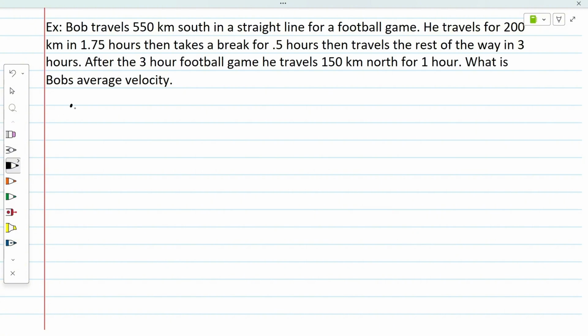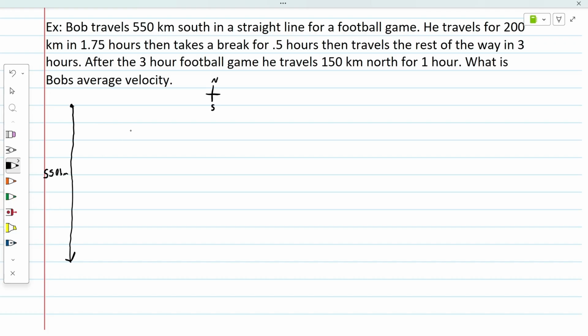So we can just start, we'll make the start point right here, and it's traveling 550 kilometers south. So I'll just draw a line down here, and I'll say this is 550 kilometers, and we'll make down south. So if I do a little compass here, north, south. Okay, we only really care about north and south for this question.